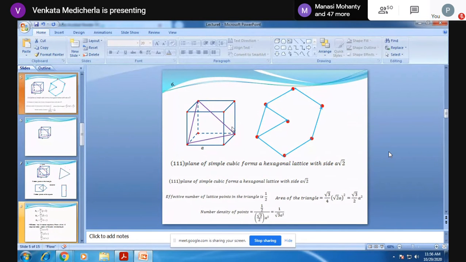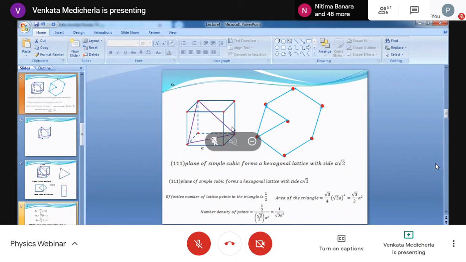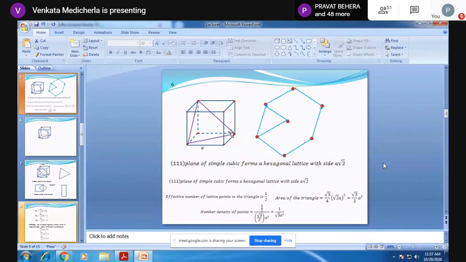So in this triangle, the effective number of lattice points is only 1 by 2, half actually. If it is 1 by 2 lattice point, it cannot be a primitive cell. The primitive cell will be double of that, because primitive cells have one single point, not half a point. Anyway, that's not the issue here. The effective number of lattice points in this triangle is half. That's what was asked probably. And the area of the triangle, how much is the area? Because root 2 a is the side, it is root 3 by 4 into root 2 a whole square, which is root 3 by 2 a square. That's what you get.